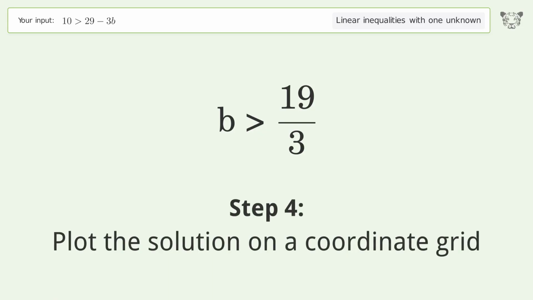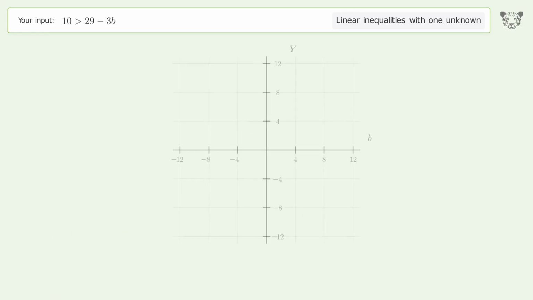Plot the solution on a coordinate grid. And so the final result is b greater than 19 over 3 greater than 61 over 3.